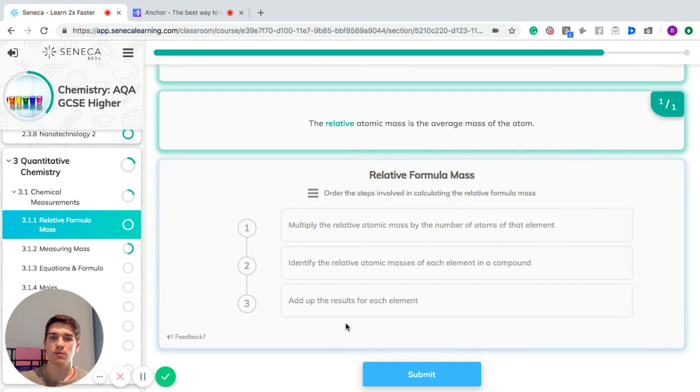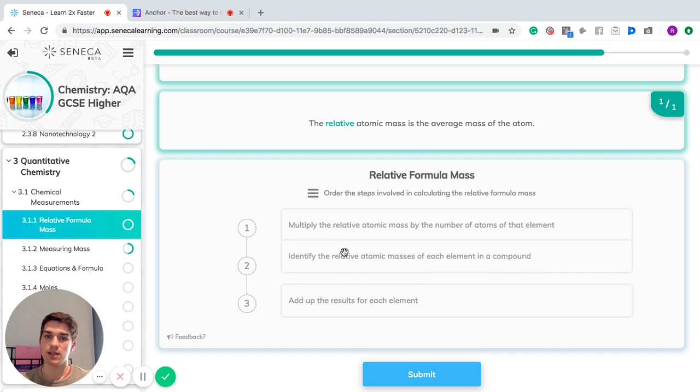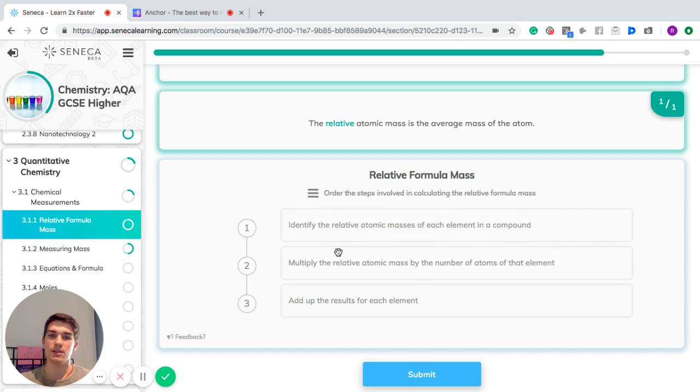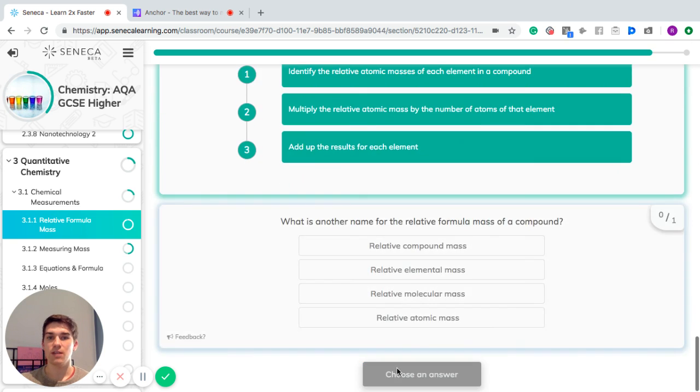And in terms of relative atomic mass, if we think about the order we need to do to work that out for the relative formula mass, we first of all identify the relative atomic masses of each element in a compound. We then multiply the relative atomic masses by the number of atoms of that element, and we add up the results for each element to give us that relative formula mass. Now, can you remember the other name for relative formula mass of a compound? Well, that is the relative molecular mass.